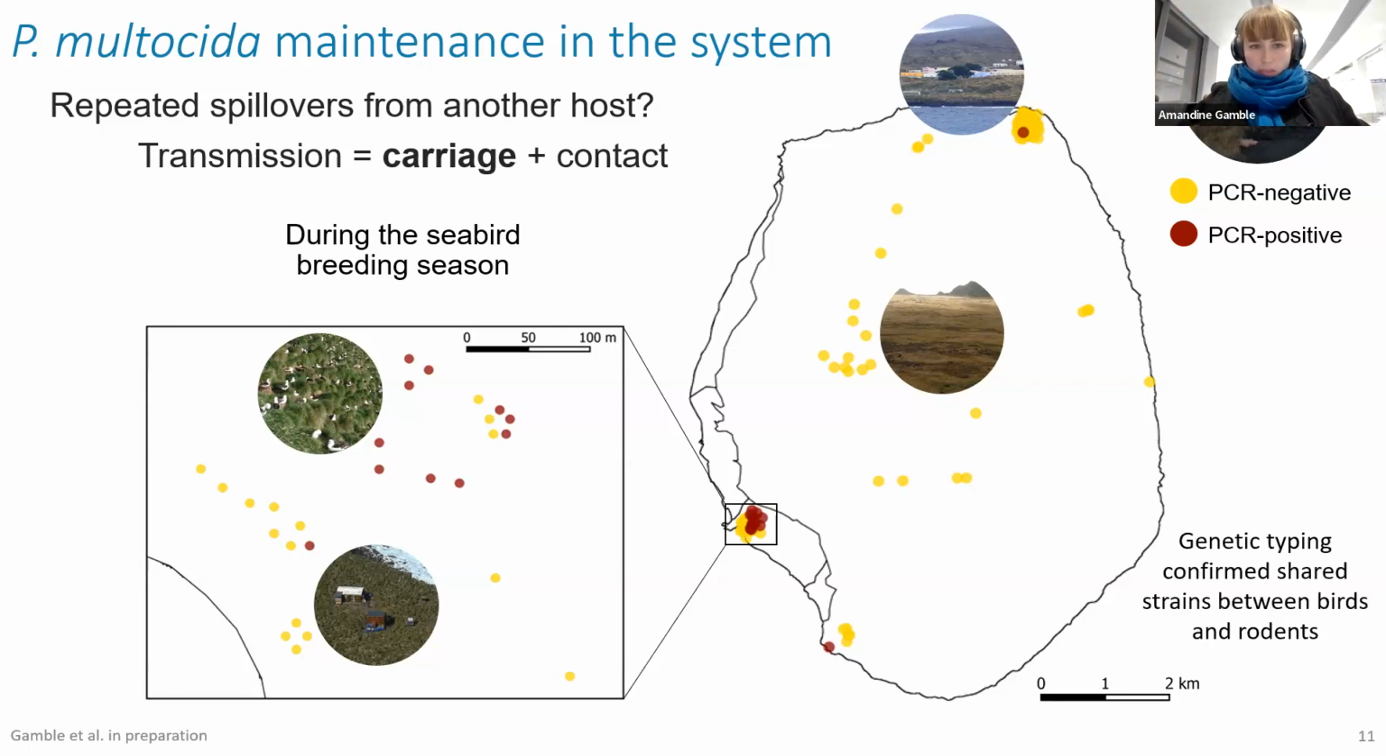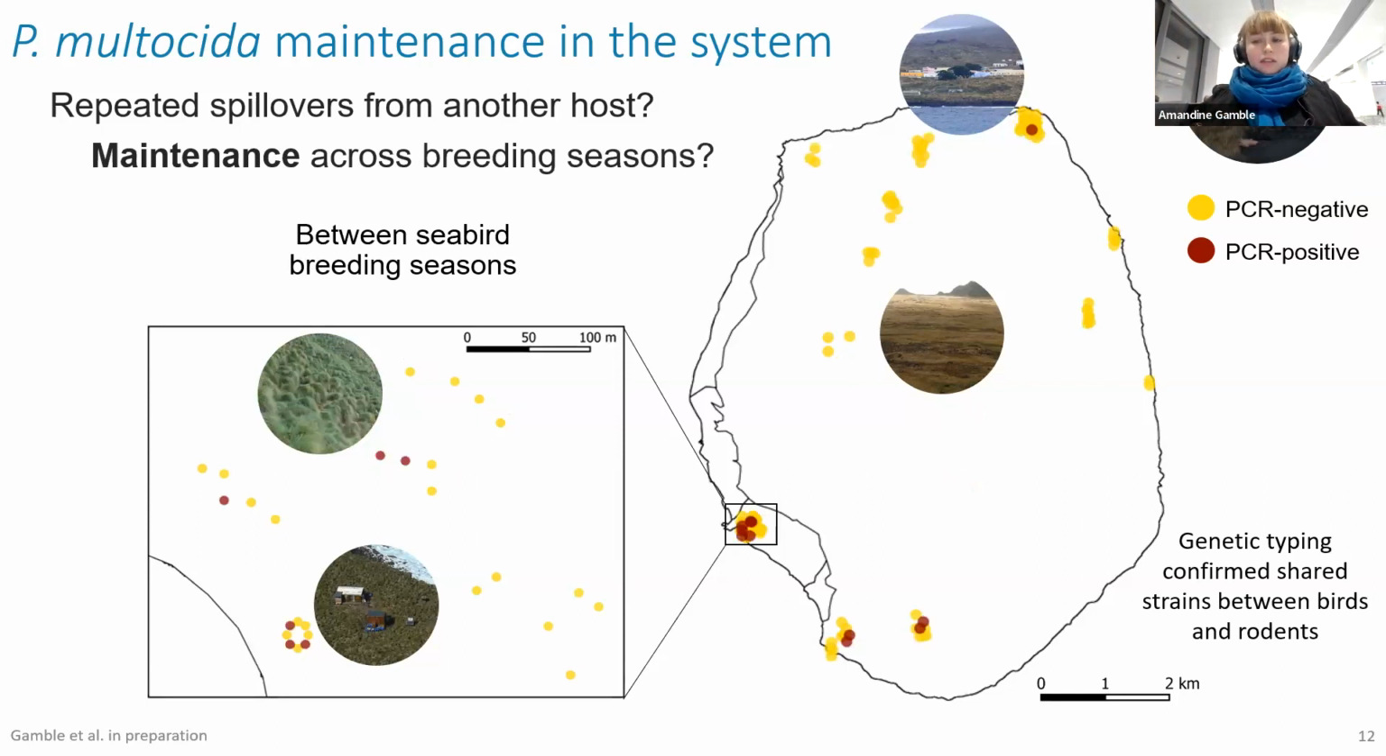Then we looked at the same thing in winter. And again, in winter, there's no bird on the island, and the rats are still carrying the bacteria. We find them a bit more scattered, so maybe they move during winter, but anyway, they're still carrying the bacteria, so that could be the reason why when the birds are coming back every summer for breeding, they interact with the rats and they get infected again.